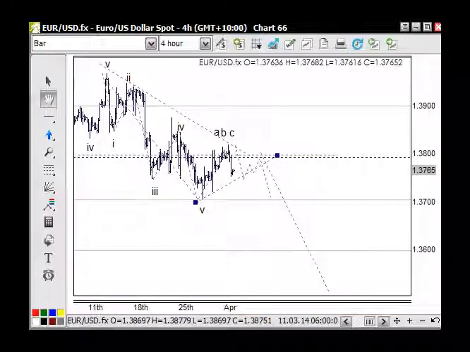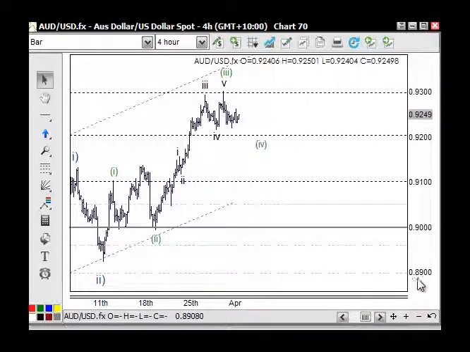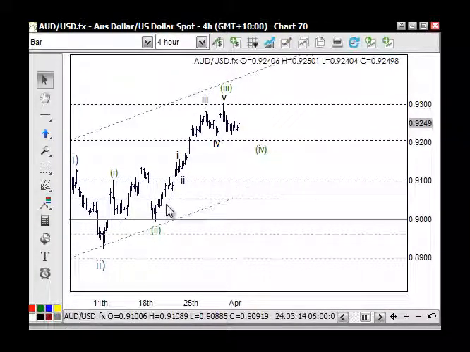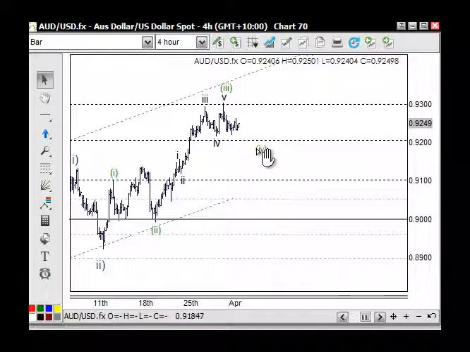The Australian dollar, yes, from the 90 up to the 93 here, we have a little 5-wave structure, but I'm just labeling it as wave 3 here and looking at wave 4 here. I wouldn't be bearish on this market unless I had the 92 as a retested resistance, and then would be looking to short it.